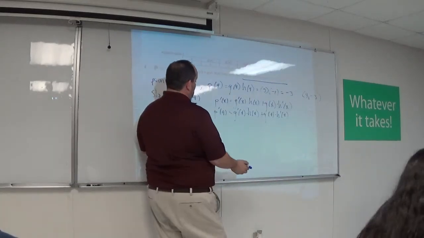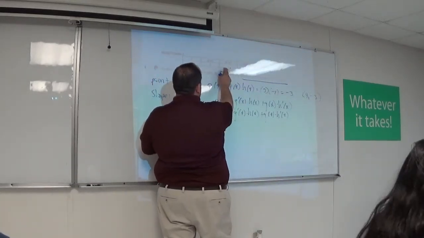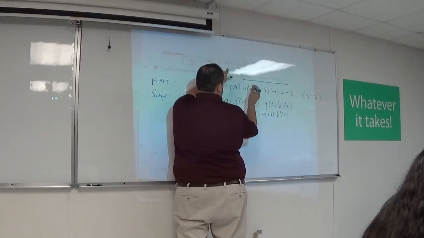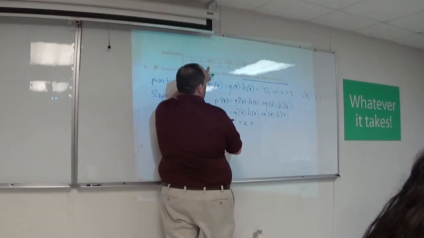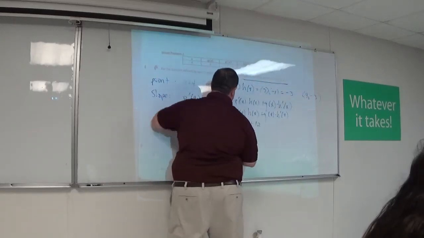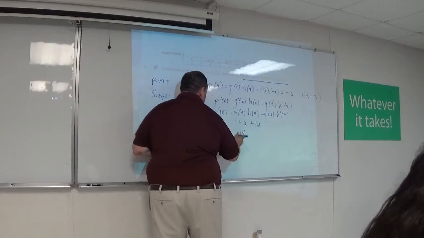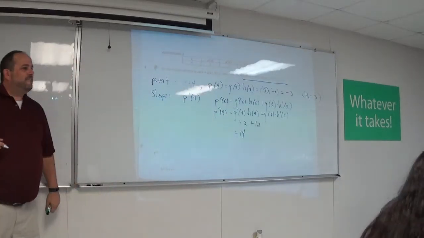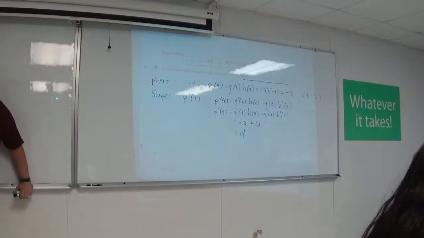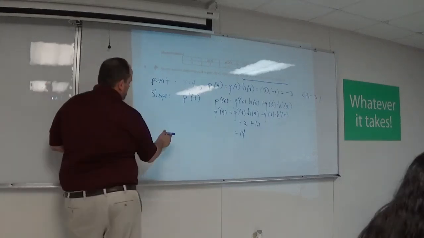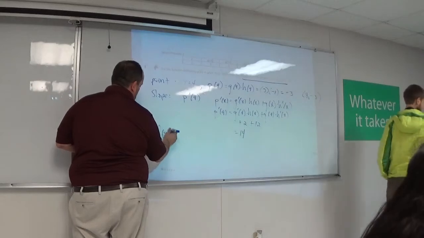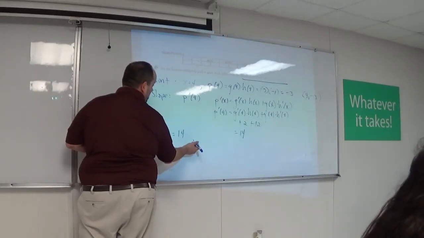And I bet it's going to be 14. G prime of 4 times h of 4 is positive 2. G of 4 times h prime of 4 is 12. 14! It's like an episode of Sesame Street. 14! We get the point? We get the slope? I need the equation of the tangent line, L of x. Jackie, what's the equation of the tangent line going to be? 14.